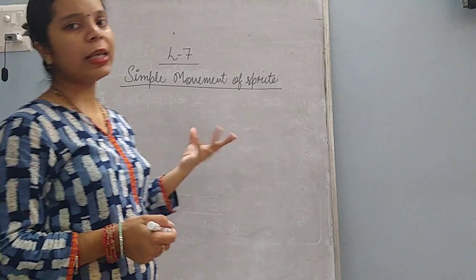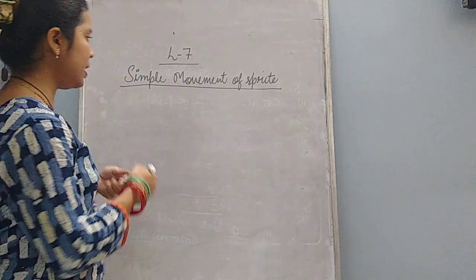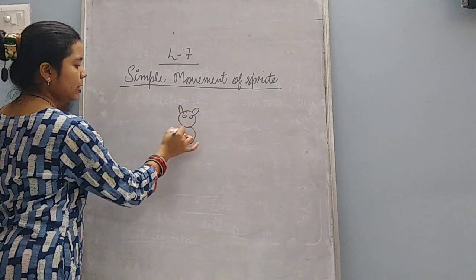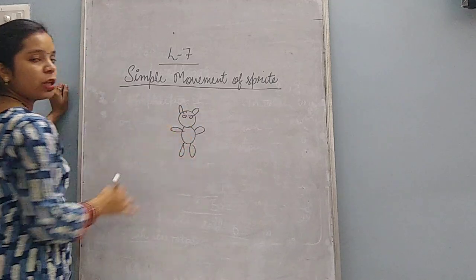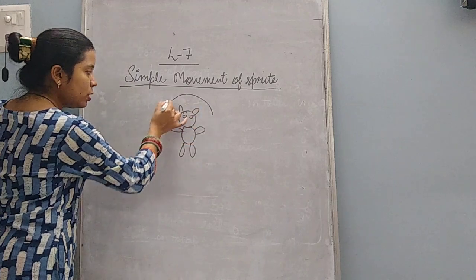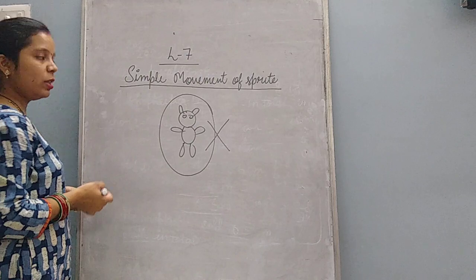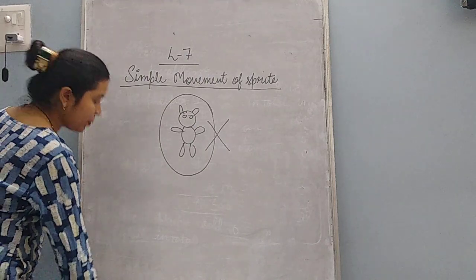Appearance means, like in chapter 6 you have learned that sprite is simply a cat. It is simply a cat in Scratch, but in this chapter you can use a different object in place of this cat. So this also I will tell you in this chapter.